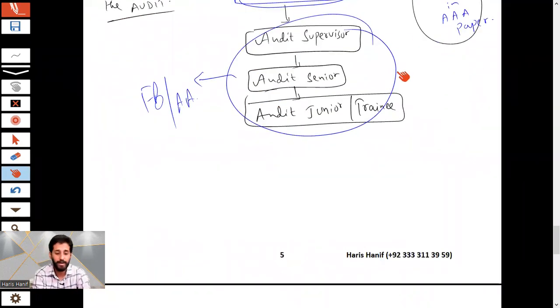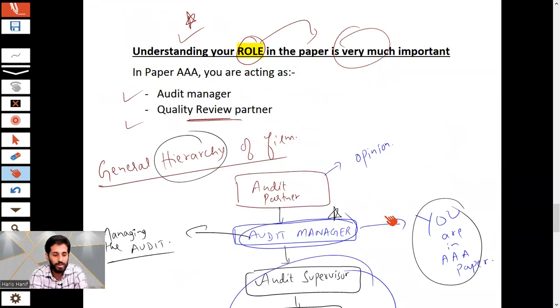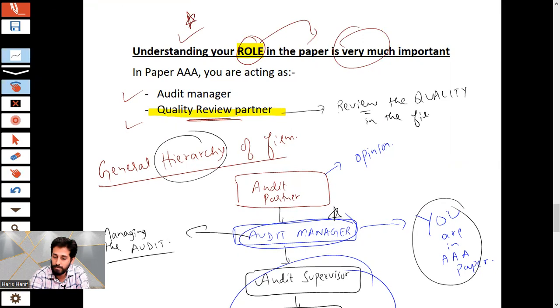Now, who is the quality review partner? As I have told you earlier, in your AAA exam, you have to manage the quality in your firm as well. So there is yet another partner, not responsible for the opinion on the financial statements, but the quality partner is actually reviewing the overall quality of the audit. So this is the quality review partner. What's his task? That is review the quality in the firm. And this is the audit manager that is managing the entire audit.